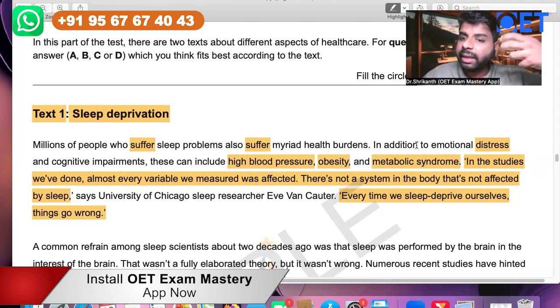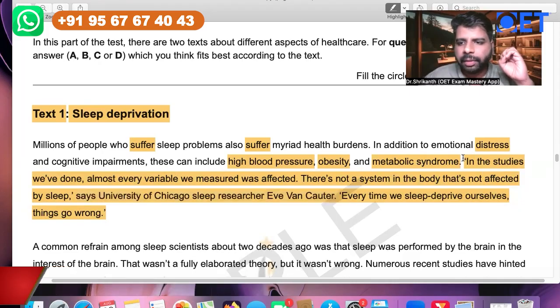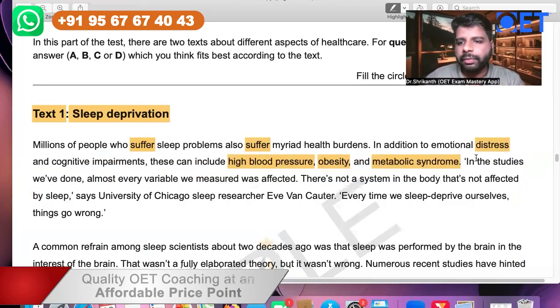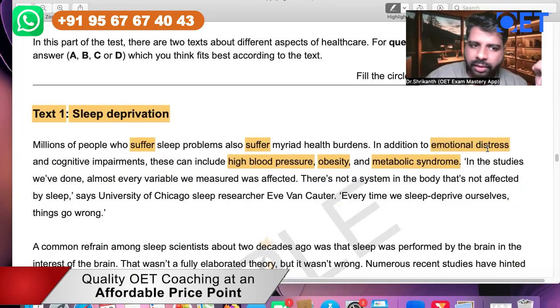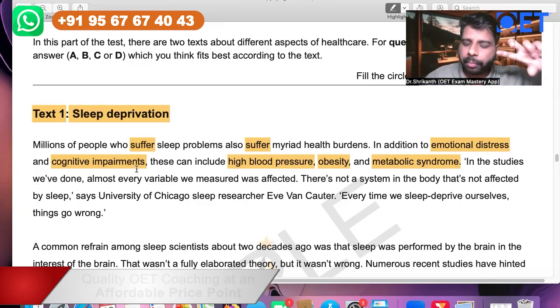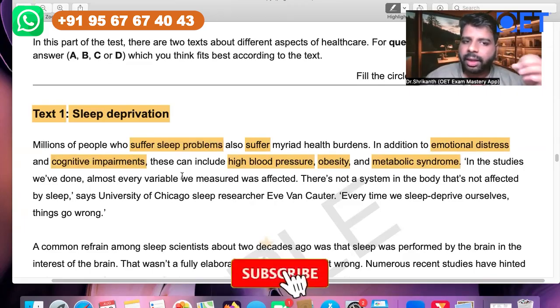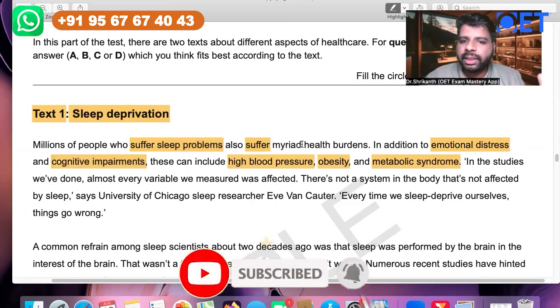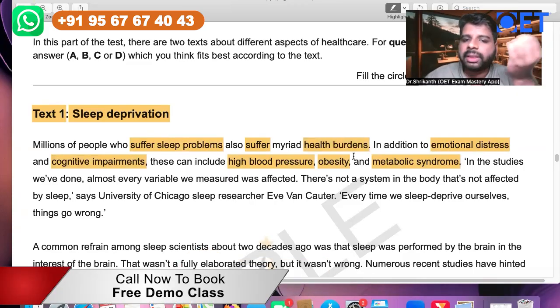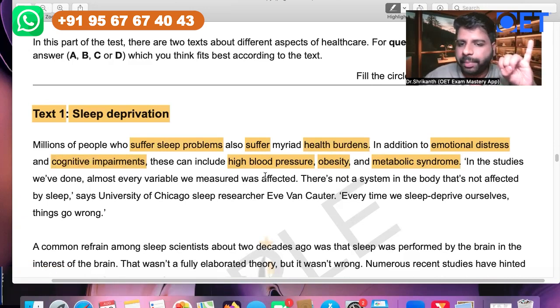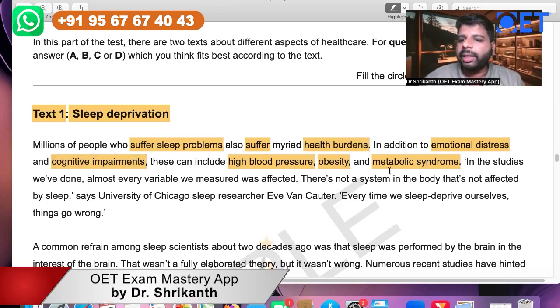So he's saying in addition to, that means the people who are suffering from sleep deprivation, they will suffer from emotional distress. They will also suffer cognitive impairments. Cognitive basically means what? Brain function. Impairments means not working properly. So emotional distress will be there. If the person is suffering from sleep problems, cognitive impairments will be there. Along with them, he is saying, now see, myriad health burdens. What are the health burdens? They can include high BP, obesity, and metabolic syndrome.